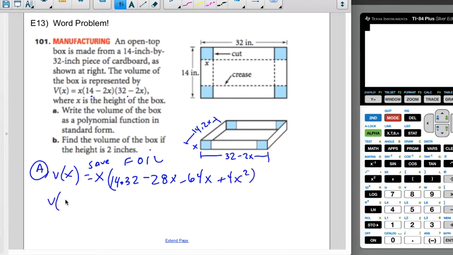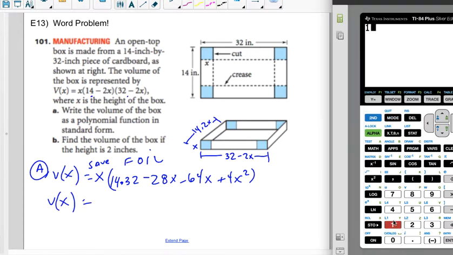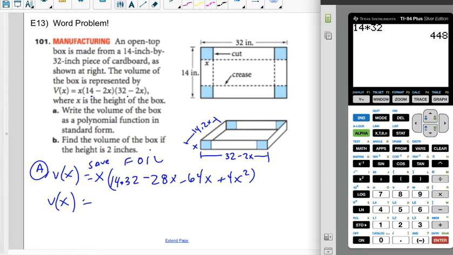So I'm going to get that V of x equals, and I'm going to be lazy and do 14 times 32 in my calculator because it's early and the street work on my street is making my brain explode. All right, cool. So we're going to get 448.